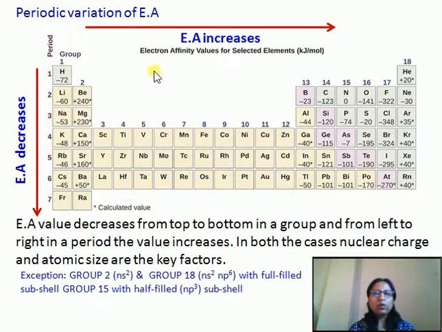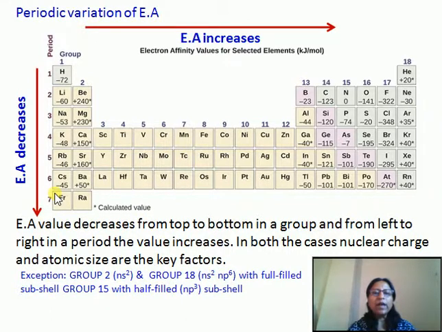So now I will discuss with you the periodic variation of electron affinity values. Here in this presentation, there are electron affinity values for some selected elements. Now you see, if we go from left to right in a period, the electron affinity value increases, and if we go down from top to bottom in a particular group, the electron affinity value decreases.